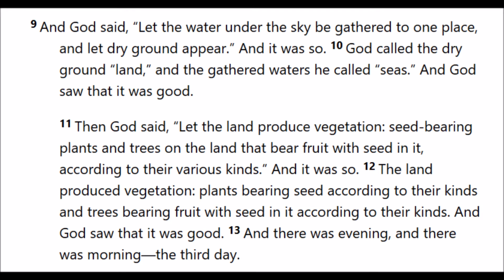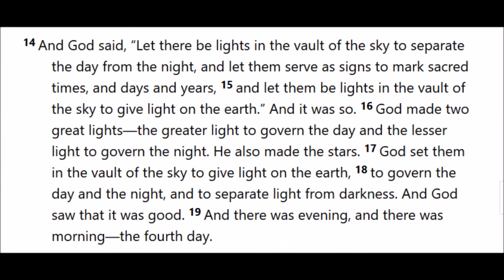And God said, "Let there be light in the vault of the sky to separate the day from the night, and let them serve as signs to mark sacred time and days and years. And let them be lights in the vault of the sky to give light on the earth." And it was so. God made two great lights, the greater light to govern the day, and the lesser light to govern the night. He also made the stars. God set them in the vault of the sky to give light to the earth, to govern the day and the night, and to separate light from darkness. And God saw that it was good. And there was evening, and there was morning, the fourth day.